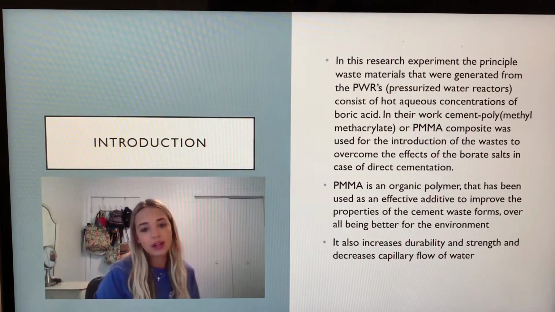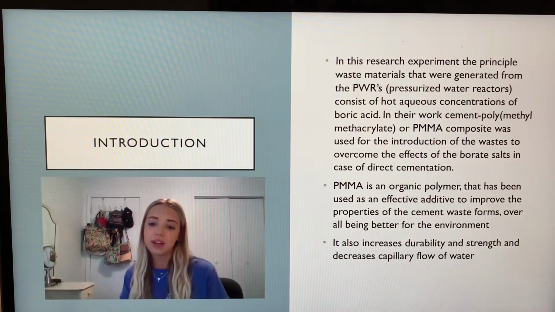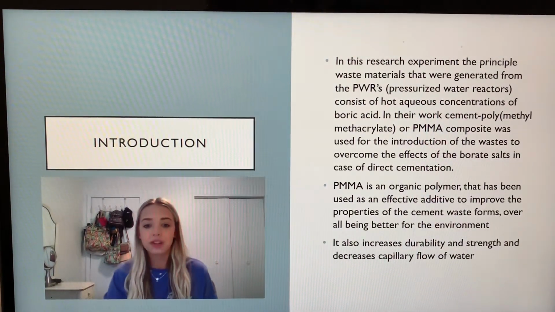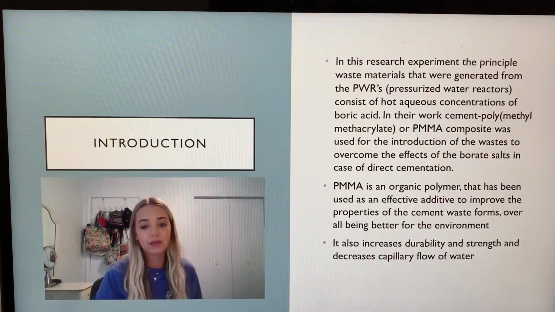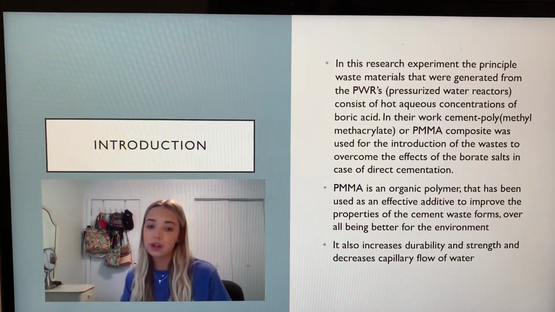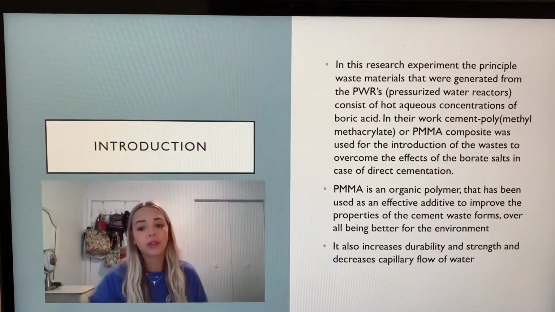The PMMA is an organic polymer that has been used as an effective additive to improve the properties of the cement waste forms, overall being better for the environment. It also increases durability and strength and decreases capillary flow of water.